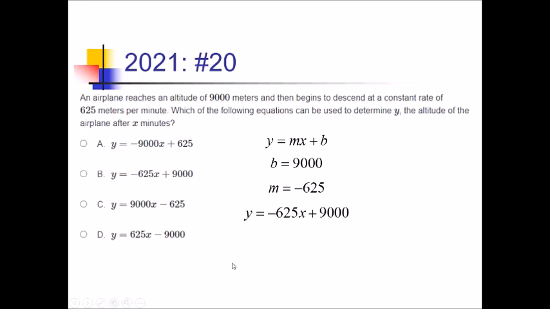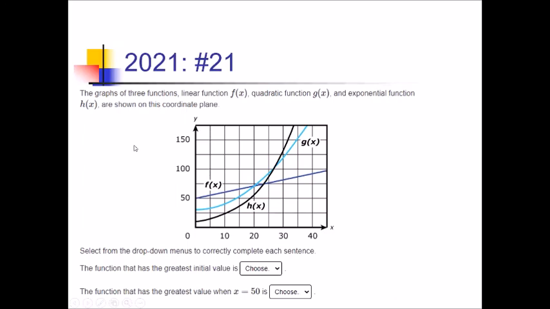definitely describes choice B. On this one, we have a graph with three functions: a linear function, this f of x line is the purple line, a quadratic, the g function, that's our light blue line, and then the exponential function h, that's the black line here. So these drop-down menus, we're basically trying to pick the function that has the greatest initial value, and then the function that has the greatest value at x equals 50. Greatest initial value, you can actually look on the graph to see that. So just taking a look here, we have f of x being higher up than any of the other functions. So f of x starts at the highest value.